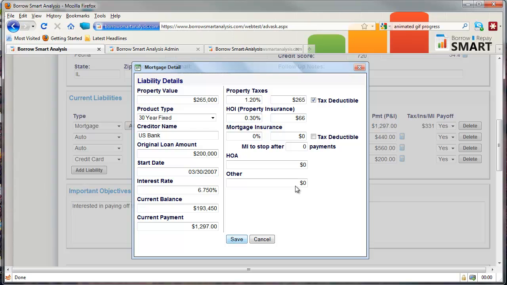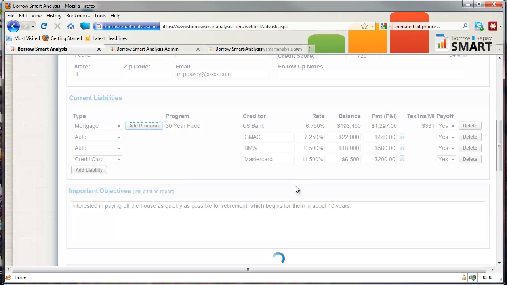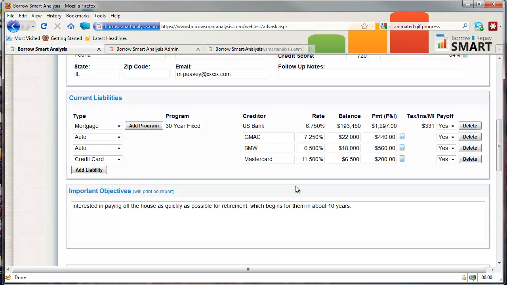All information that he can get from the client, and they can estimate to the best of their ability. They have two autos, a GMAC at 7 1/4 and a BMW at 6 1/2, and they owe about $40,000 on those two cars. And they have one credit card that's not paid off. They've got about a $6,500 balance, and they've just been paying that off monthly, about $200 a month.